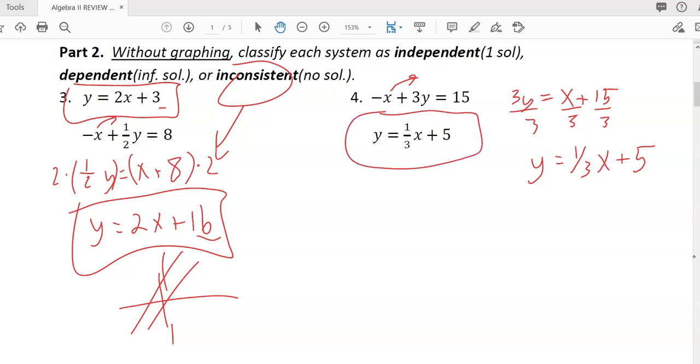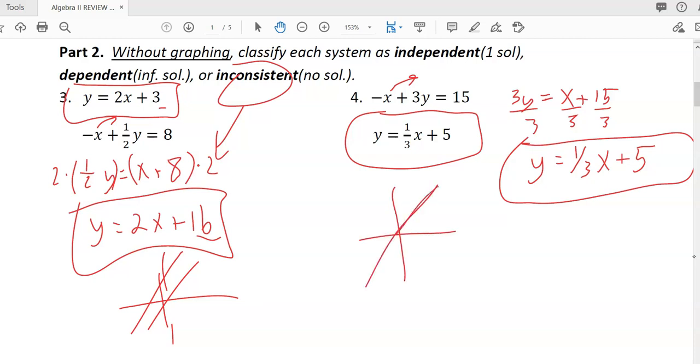So if you look at that 1/3 x plus 5, 1/3 x plus 5, that's the same exact line. Graphically, it's like the same line. It crosses a whole bunch of times, an infinite number of times. It's always crossing. It's the same line. So that's going to be an infinite number of solutions, which is called a dependent system.